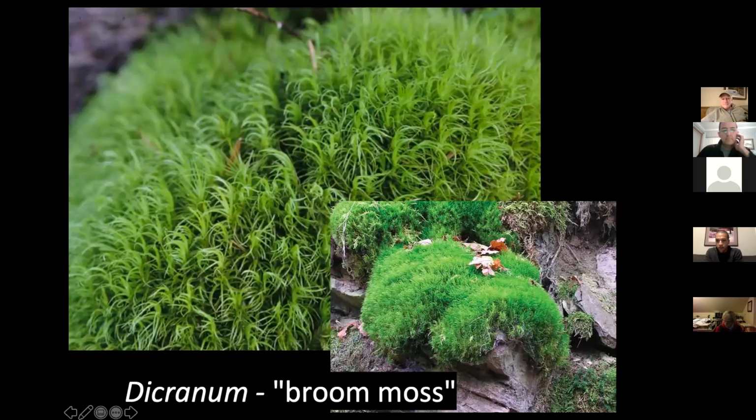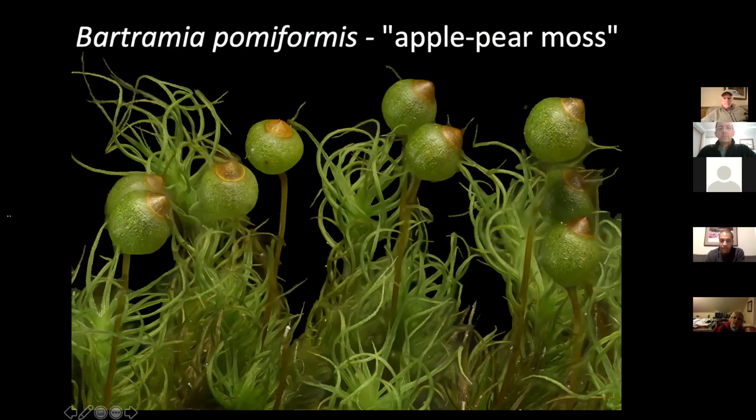So just going over some of the more common species in Missouri. This is one I mentioned earlier. This is Dicranum, commonly called broom moss. There's a few different species, but they all have these nice big clumps, usually on soil, and have these wispy hair-like leaves that are usually combed over to one side. Sometimes they're a little more unkempt. And one that looks like it is called apple pear moss, Bartramia pomiformis. This one has very distinct spore capsules that are perfectly round, like little apples.